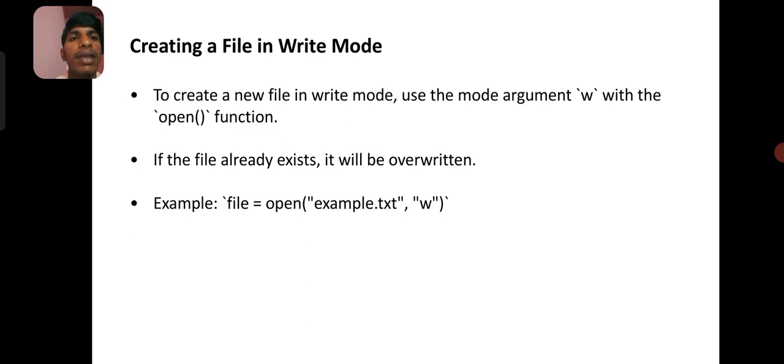Creating a file in write mode. To create a new file in write mode, use the mode argument w with the open function. If the file already exists, it will be overwritten. Example: file = open('example.txt', 'w').